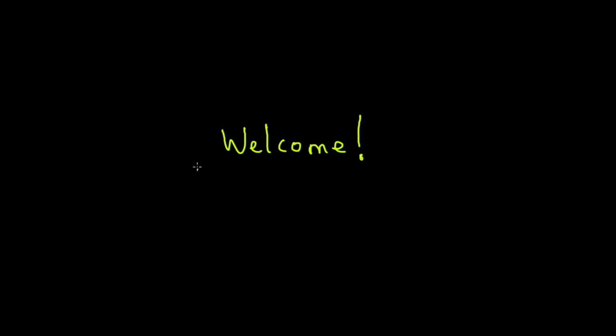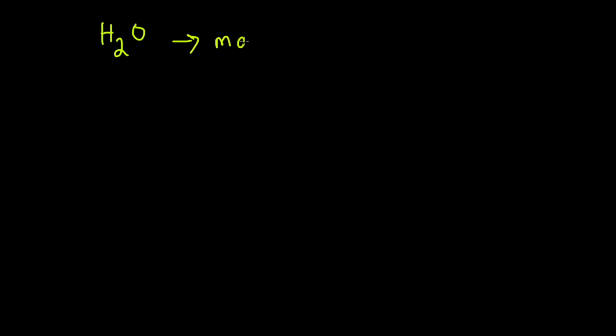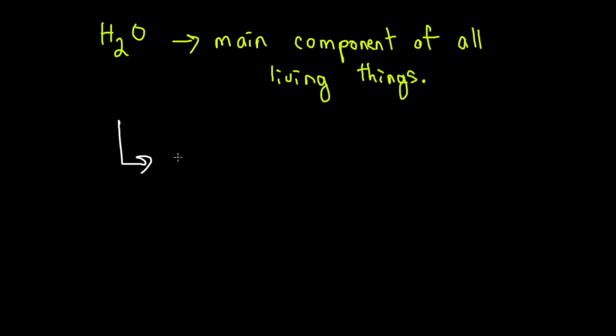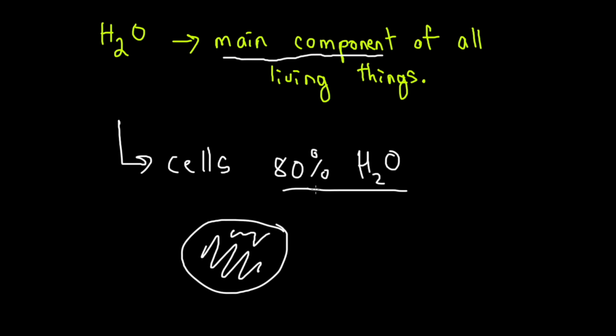Today we are going to be talking about structure and the properties of water according to the IB curriculum. The reason why we're talking about water here today is because water is the main component of all living things. Cells are about 80% water. So what are the main components here and why is water so unique to the properties and the structure of life?